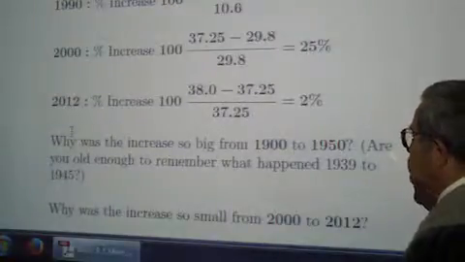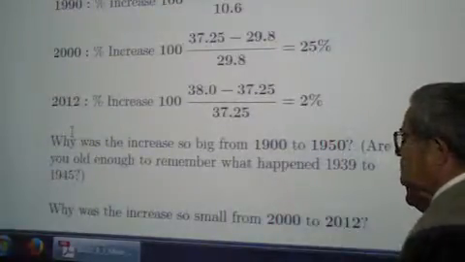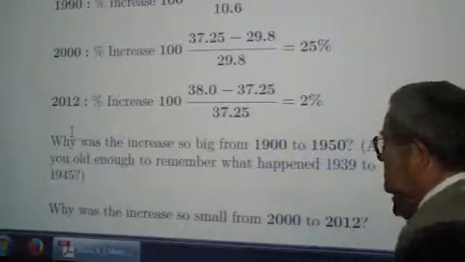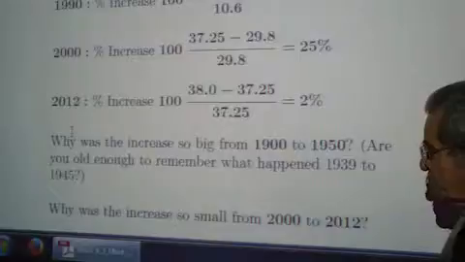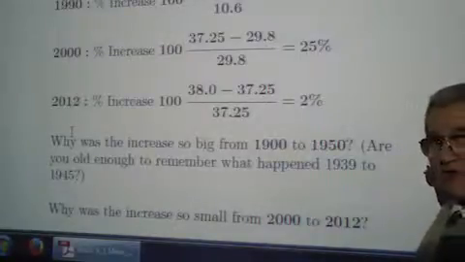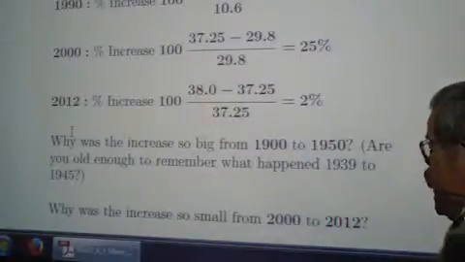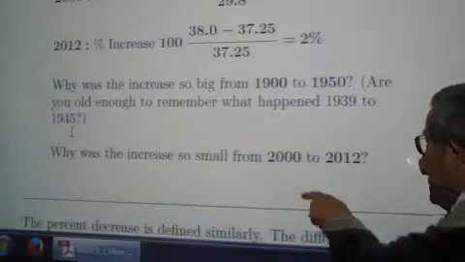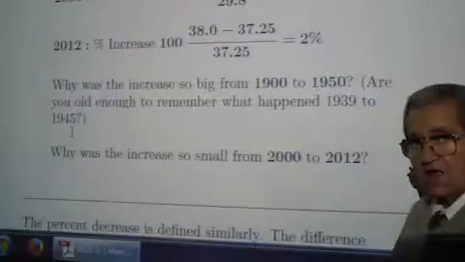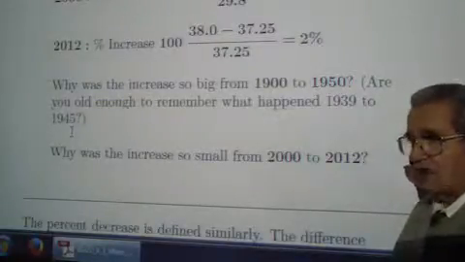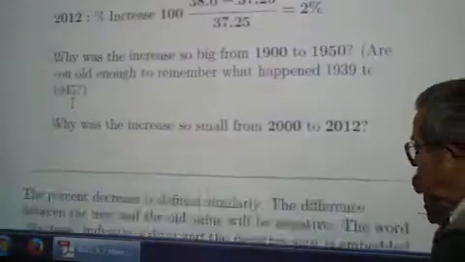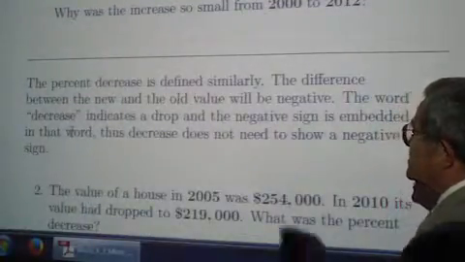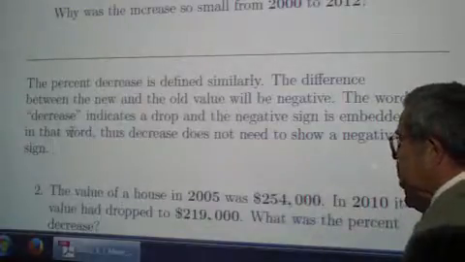Okay, why was the increase from 1900 to 1950 so big? What happened in the years 1939 before 1945, which is probably before many of your ages? And why was the increase so small from 2000 to 2012? See if you can come up with some kind of reasonable conclusion. The percent decrease is defined similarly.